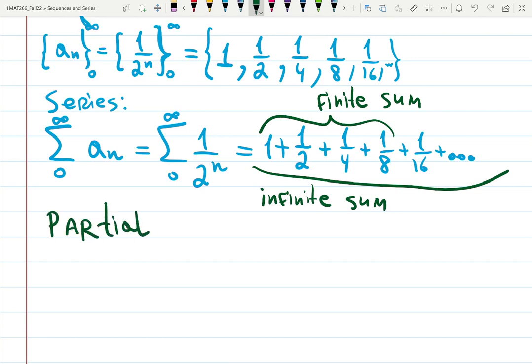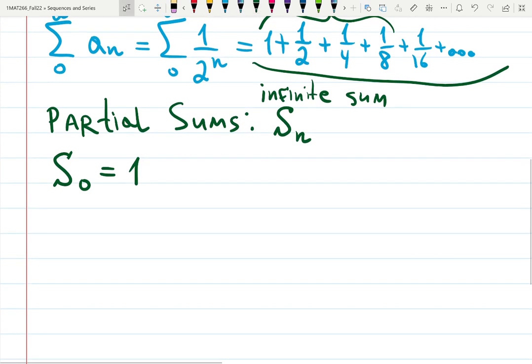Partial sums are part of the infinite sum called S sub n. S infinity is the infinite sum. S sub n is a finite sum. So S sub 0 is the first term, 1 plus nothing. That's what we mean here. There's nothing to add. That's why S sub 0.